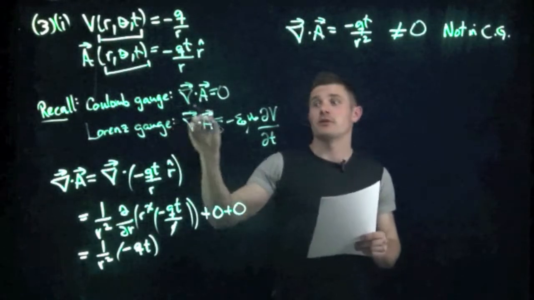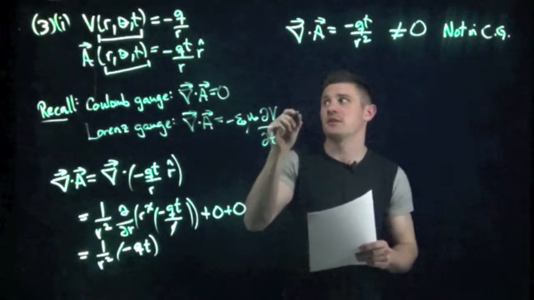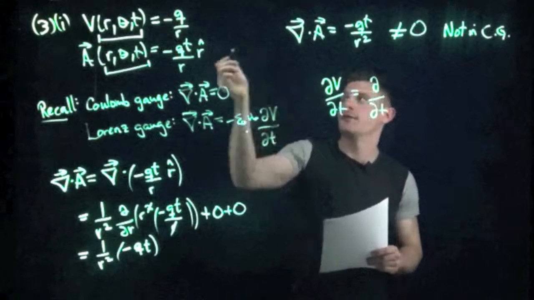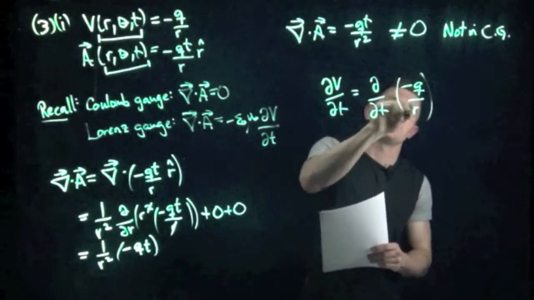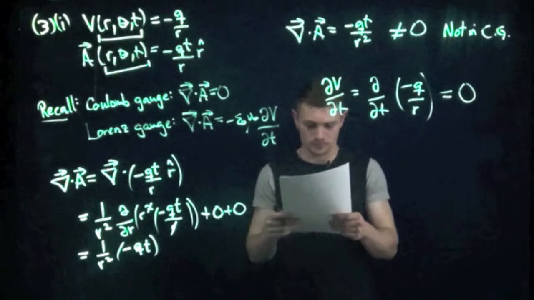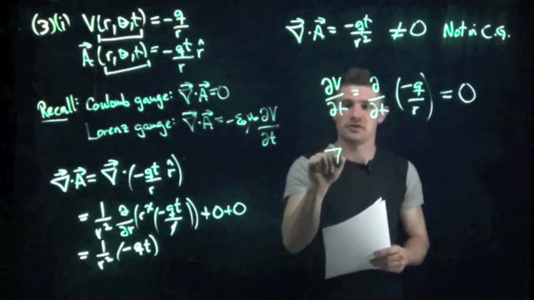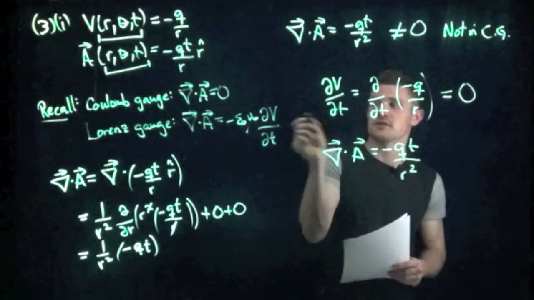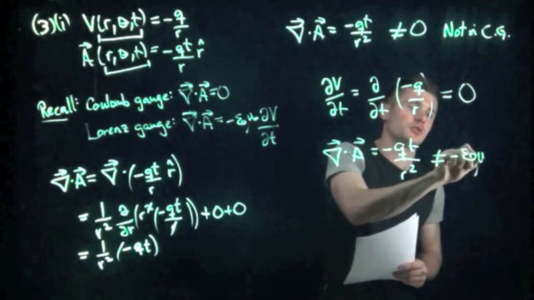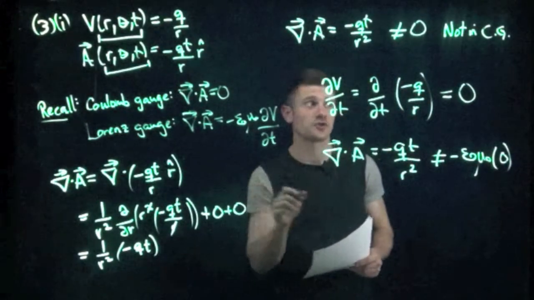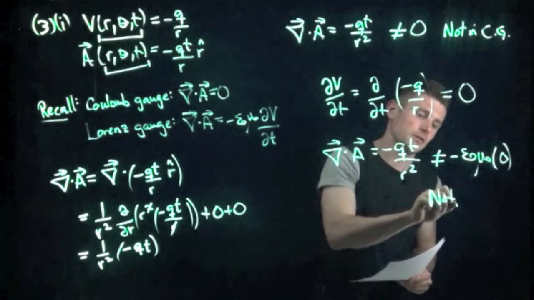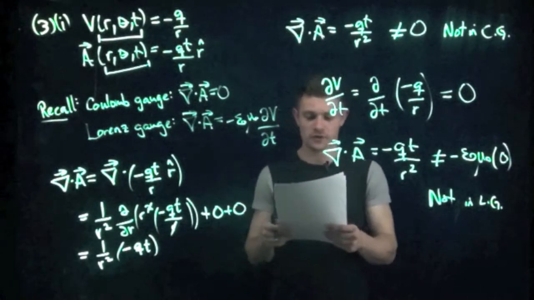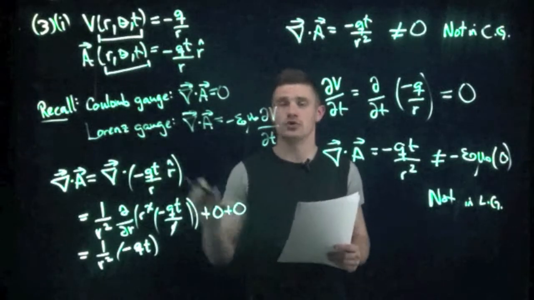Now additionally, we want to check to see if we're in the Lorentz gauge. We can do this by taking the time derivative of the scalar potential: dV by dt is d by dt of negative q over r, which is equal to 0. So the divergence of A, which is negative qt over r squared, does not equal negative epsilon naught mu naught times 0. And so we're also not in the Lorentz gauge. We've determined that we're neither in the Coulomb gauge nor the Lorentz gauge.